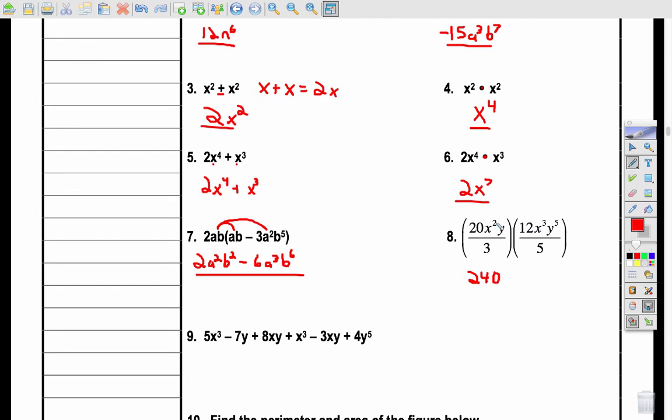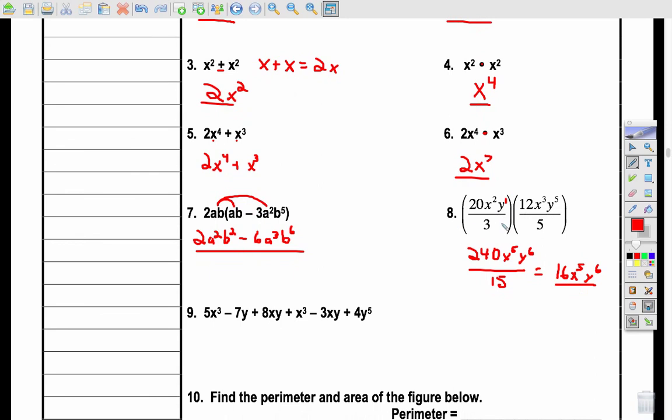X squared times x to the 3rd, this is multiplication, so you add the exponents. 2 plus 3, that's going to be x to the 5th. You got y times the y to the 5th. You're going to add the exponents, so you have y to the 6th, because again, that's like a 1 right there. Okay, so there's the top. The bottom, 3 times 5, that's 15. If I use my calculator, I can see that 240 divided by 15, I can simplify that. When I simplify that, this is going to equal 16, and then these all stay the same. X to the 5th, y to the 6th. There's your answer.